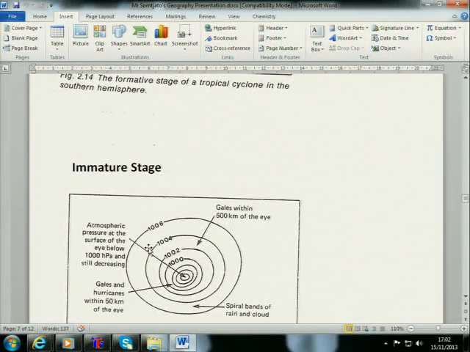From the initial stage, we go to the immature stage. The pressure is below 1,000 hectopascals at the center, and it continues to fall. In the initial stage, the wind was gale force, but in the immature stage, the wind reaches hurricane strength, much stronger than the gale. And the area covered by the hurricane is 30 to 50 kilometers from the eye. That's the area covered.